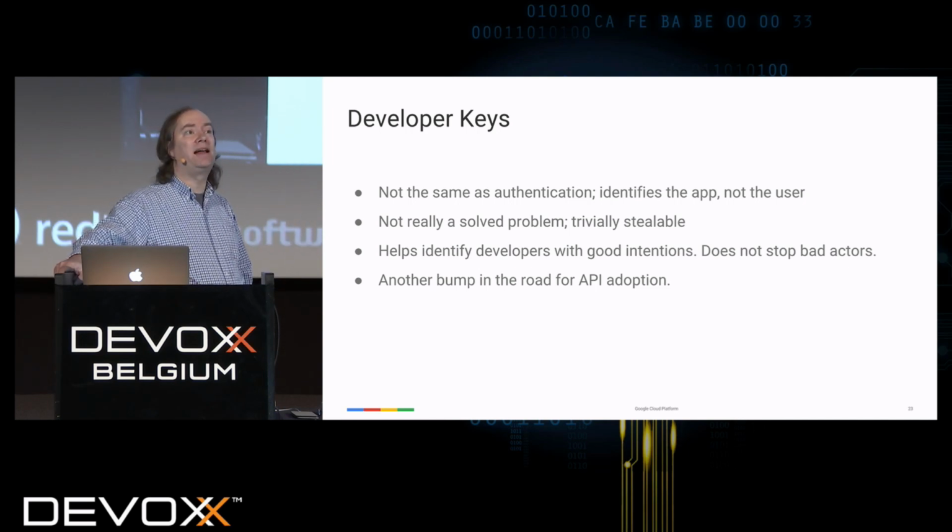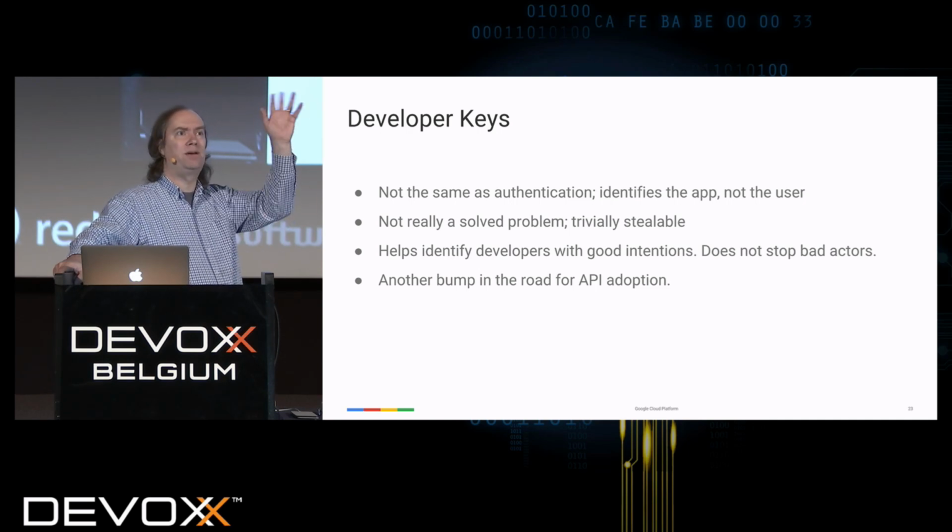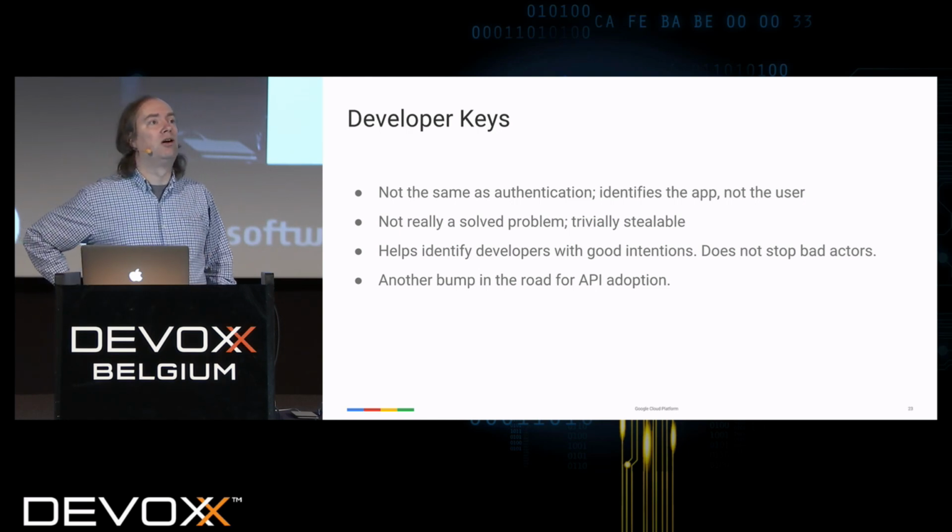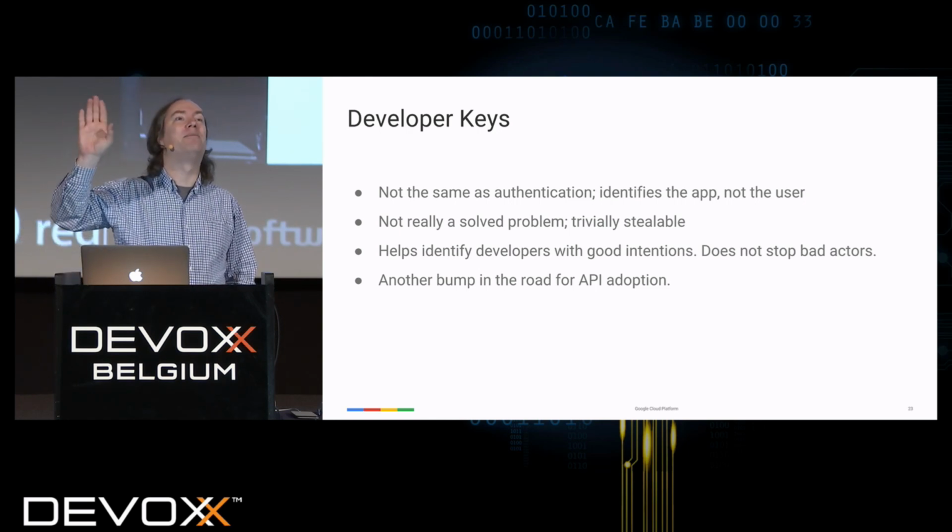It does not stop bad actors. It does not stop people from accessing your API without registering for a developer key. All such kinds of developer keys are trivially stealable. If they're in JavaScript, less than a minute, typically. You just pull someone else's Maps API key off their web page and use it in your own program. Don't do that. I'm not telling you to do that, but it's doable.